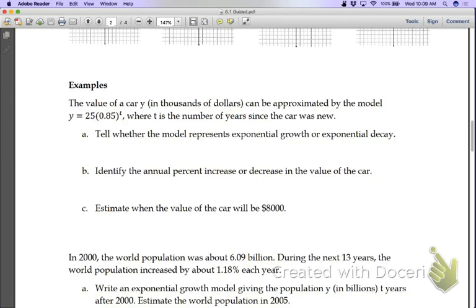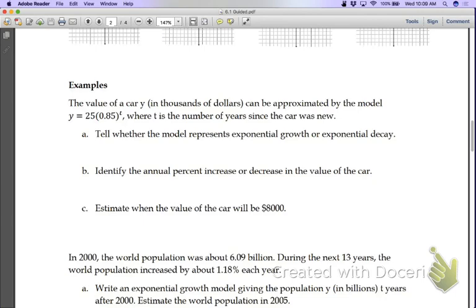6.1 day 2, I guess maybe day 3, depending on how you look at it. Yesterday we talked about growth and decay as far as what the graphs looked like. Remember, out of 6 points, make sure you know what the asymptote is, what the y-intercept is, and then the domain and the range.